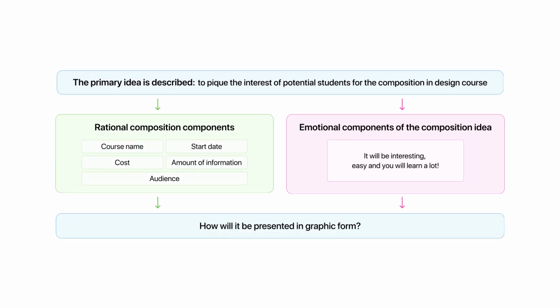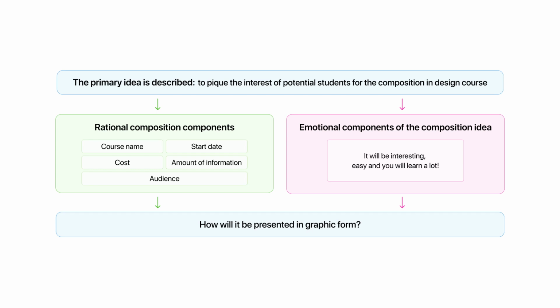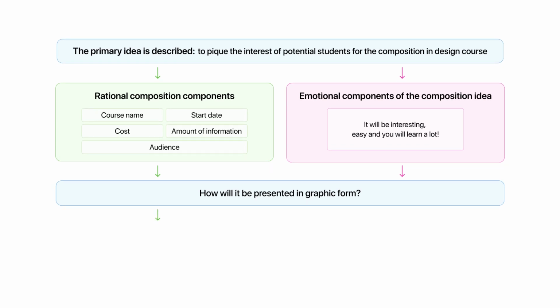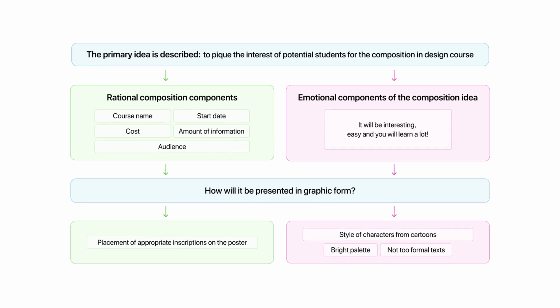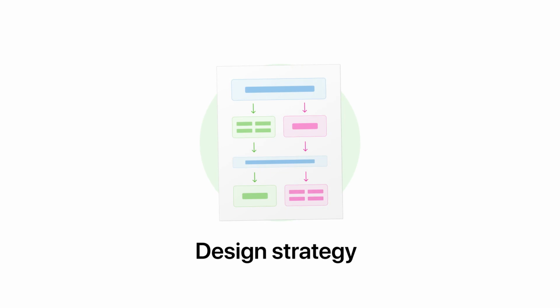Once you have formulated and described the idea, the next step is determining how it will be presented visually. It is helpful to have a detailed description of how each aspect of the idea will be executed. For instance, we will convey the rational part of the idea by presenting information within the poster. To reinforce the emotional aspect, we will incorporate a cartoon character. This will create the impression that the course is easy to understand and suitable for all ages. We will include thematic images to clarify that the course is about composition. The color scheme should be bright, and the text's tone should be casual. All these elements together can be called a design strategy.